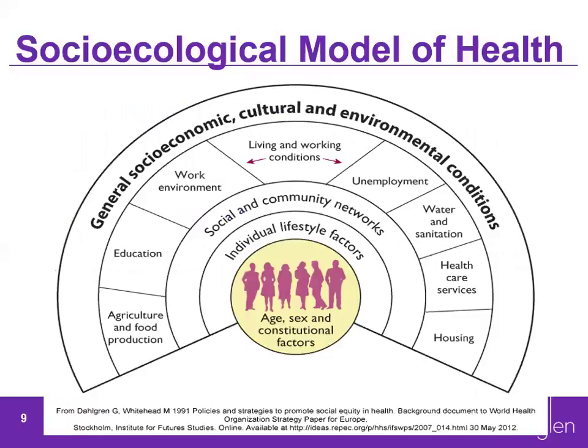Here is a socio-ecological model of health. So if we have people in the middle that have their health status influenced by individual factors, then individual lifestyle factors outside that, the networks in their society and community, and then some of the impacts that we talked about in relation to the Ottawa Charter that impact on the individual through the society and individual lifestyle.